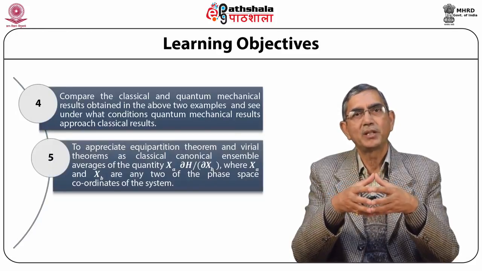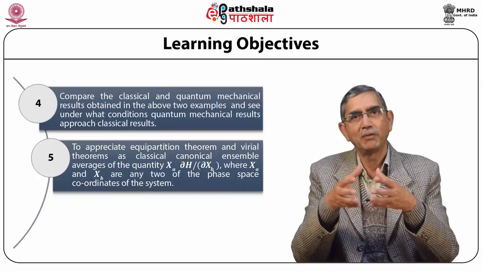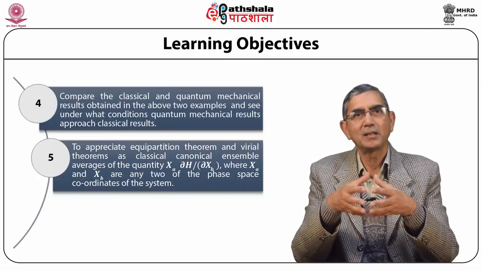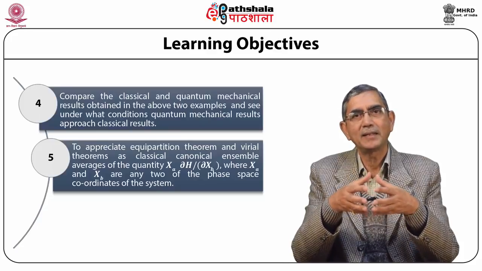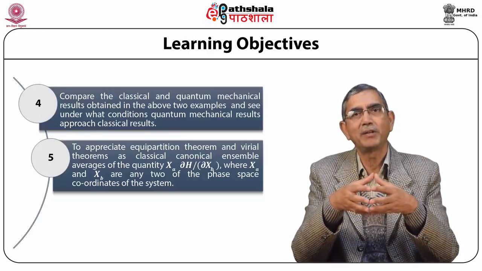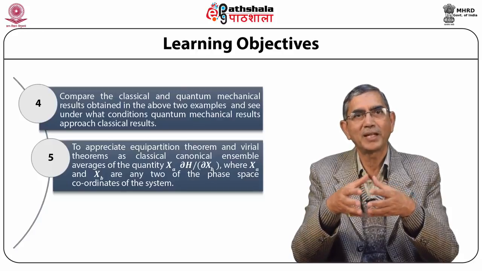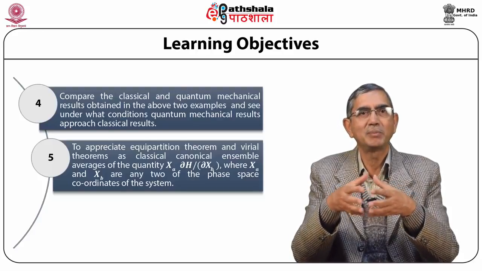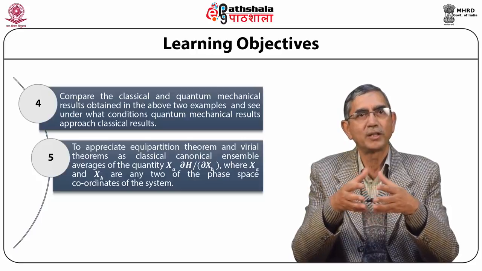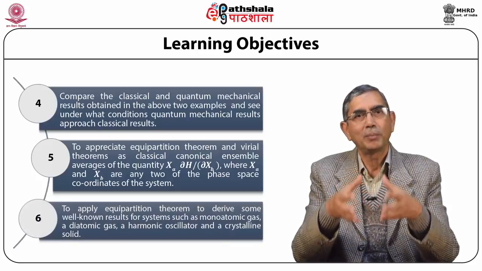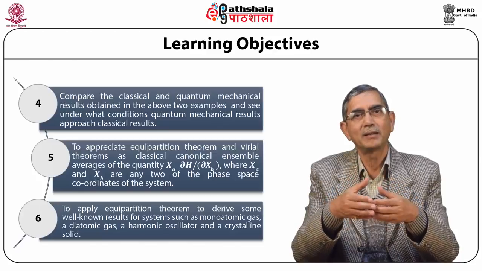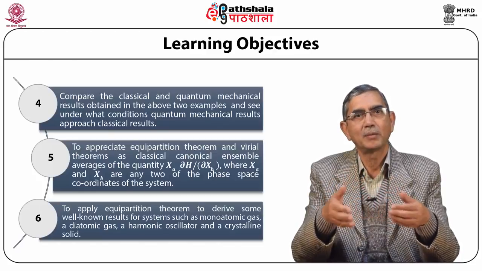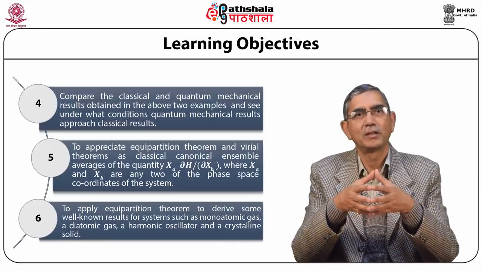We shall be able to appreciate equipartition theorem and virial theorems as classical canonical ensemble averages of the quantity xa multiplied by the partial derivative of the Hamiltonian with respect to xb, where xa and xb are any two of the phase space coordinates of the system. We will apply the equipartition theorem to derive some well-known results for systems such as a monatomic gas, a diatomic gas, a harmonic oscillator and a crystalline solid.